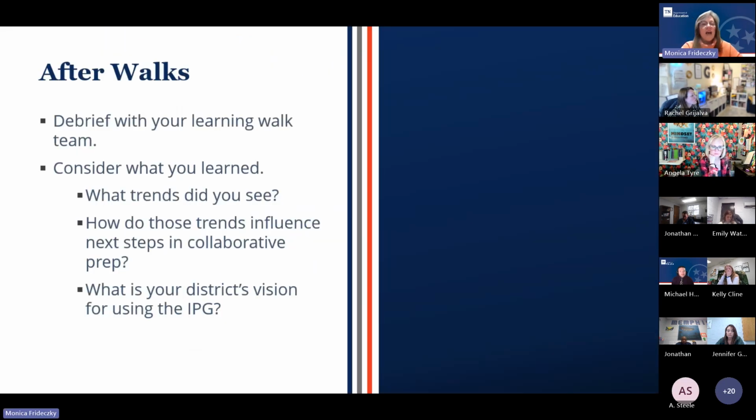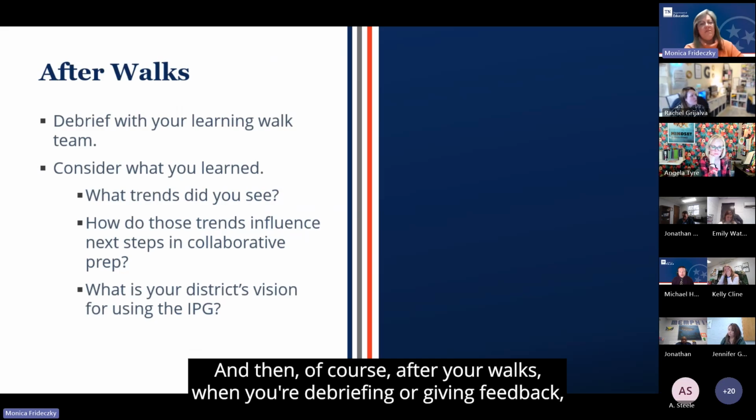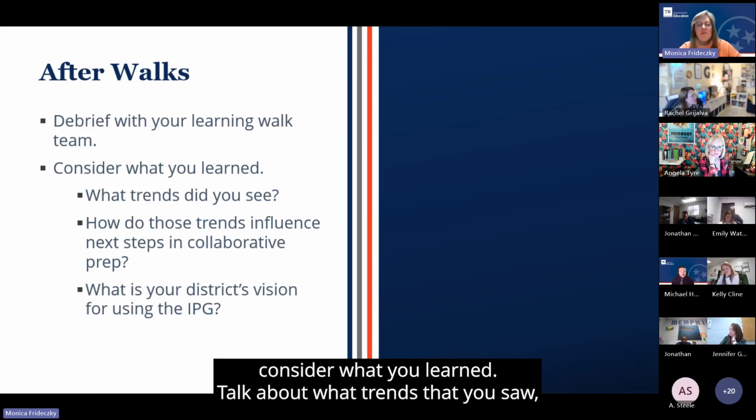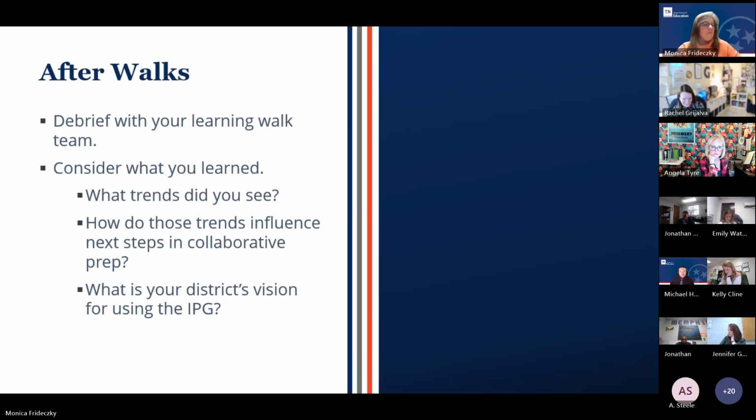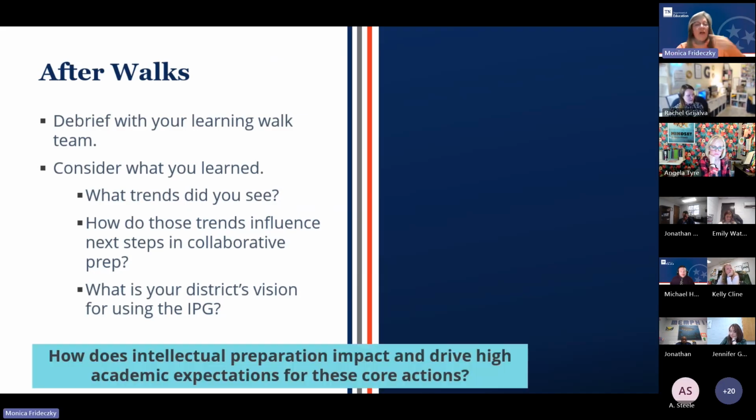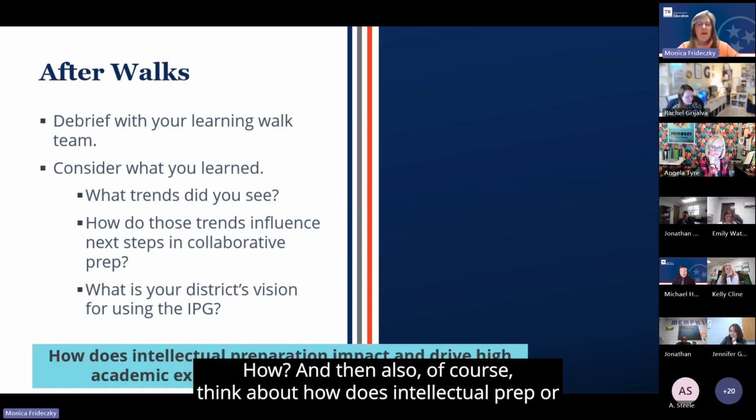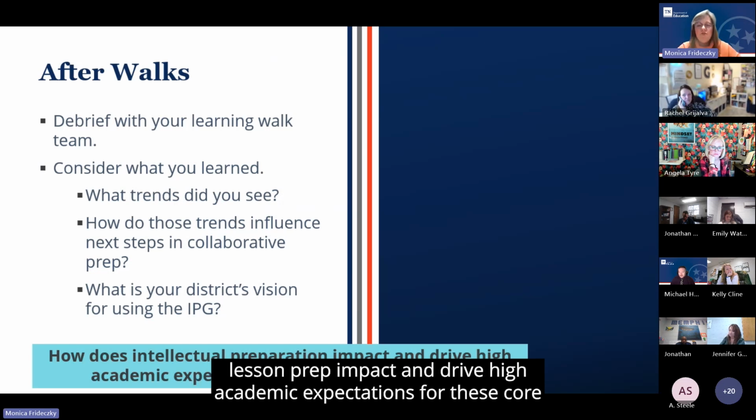And then, of course, after your walks, when you're debriefing or giving feedback, consider what you learned. Talk about what trends you saw, what trends influence the next steps in collaborative prep. And then also, of course, think about how intellectual prep or lesson prep impact and drive high academic expectations for these core actions.